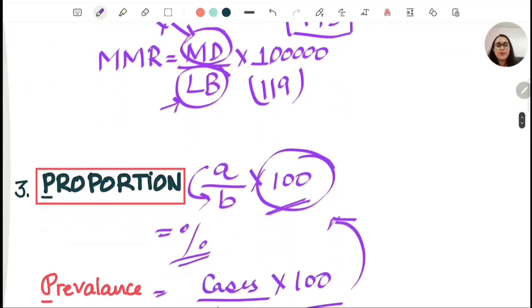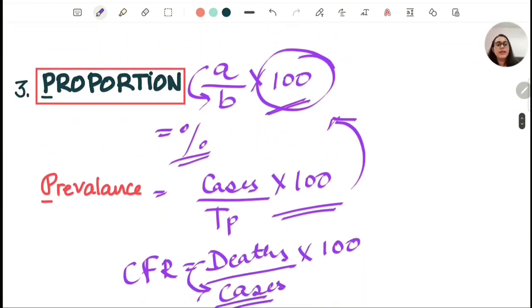Prevalence is a proportion. It helps to estimate the magnitude of health or disease problems in a community. Also, prevalence identifies the potential high risk population, because it tells about the disease out of the population, and it is useful for administrative and planning purposes.